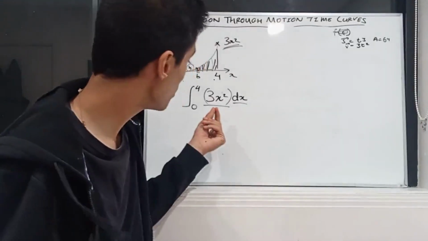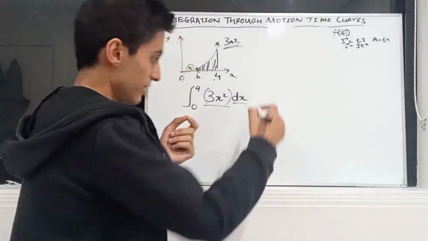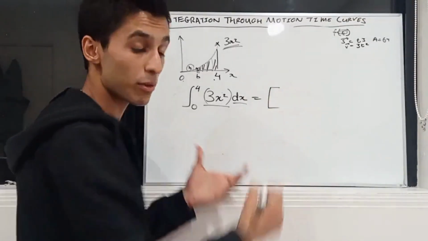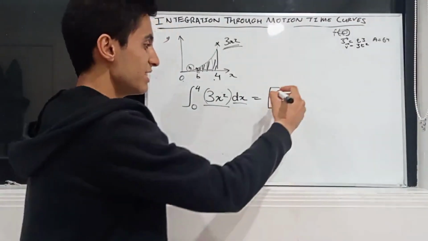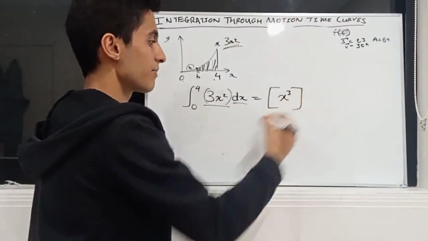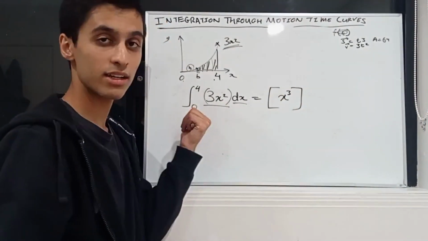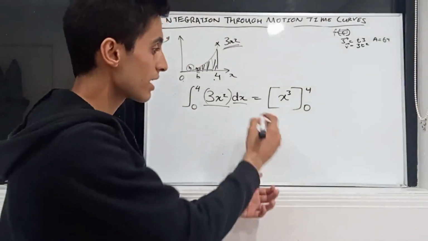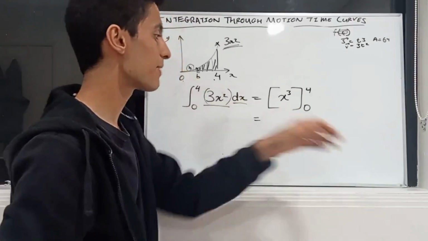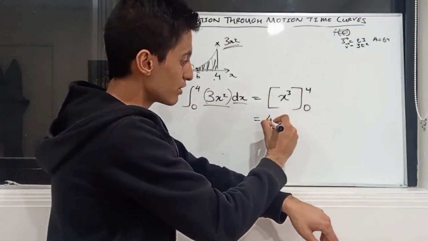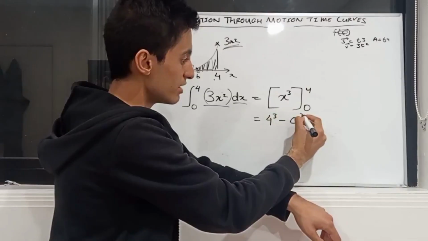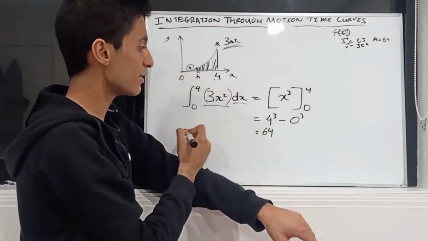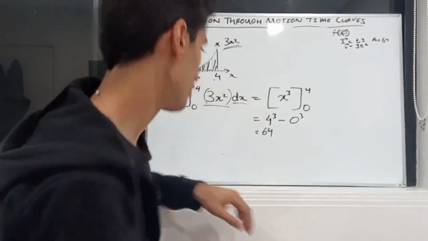Now what we have to do is find the antiderivative of this function. And that we figured out to be t cubed, or x cubed in this case. Now remember, we had our limits, so we will write them like this now. Now we're going to sub in these values. So 4 cubed minus 0 cubed equals 64. And this is how you write it using integration terminology.